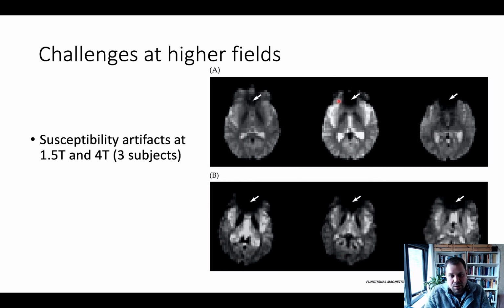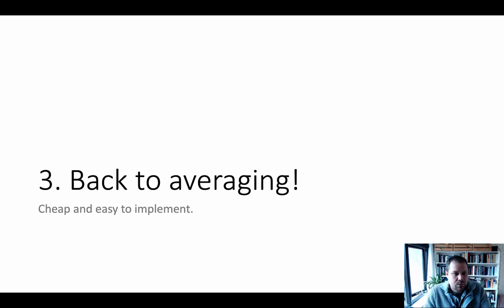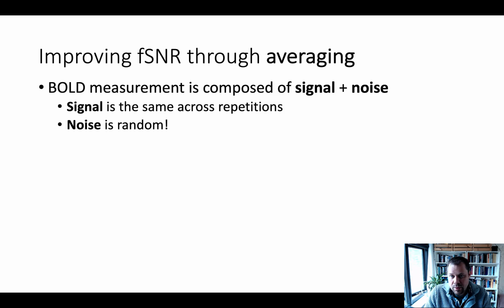But if you're interested in orbitofrontal cortex or ventromedial prefrontal cortex, then you have some disadvantages. So now let's go back to averaging, which is the third point that we can improve functional signal to noise ratio. And obviously we know that BOLD measurements are composed of signal plus noise.